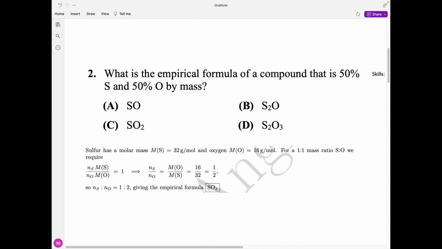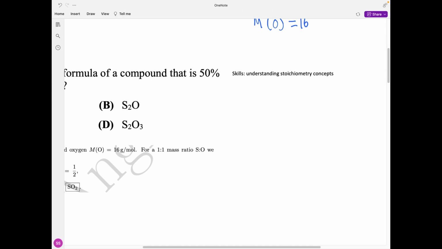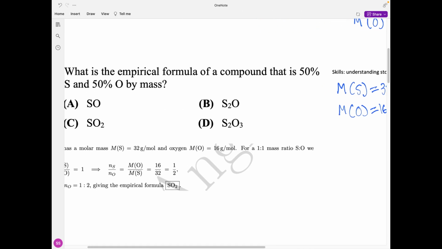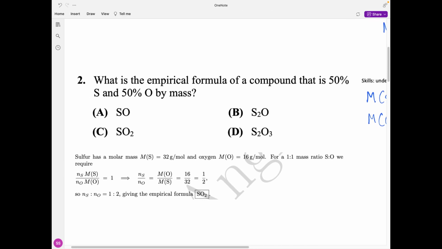Now for question 2, honestly, I'm just going to go over the answer choices one by one. We know that the molar mass of sulfur is 32 grams per mole, and the molar mass of oxygen is 16 grams per mole. So we're looking for a 1-to-1 mass ratio because it's 50% sulfur and 50% oxygen. Of course, you can do this in your head. It's SO2, but I'm just going to go through the answer choices.